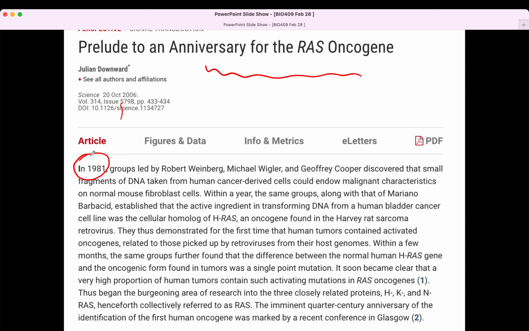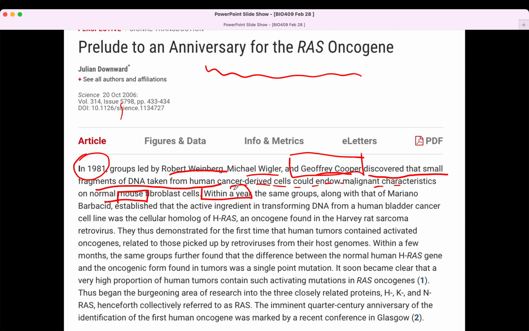In 1981, so 40 years ago, Bob Weinberg at MIT, working with Michael Wigler out on Long Island, and then Jeff Cooper, our author, at BU at that time. He was in Wisconsin, he went out to Harvard, then he got a job at BU, so he's been working in Boston. And they discovered that small fragments of DNA taken from human cancer cells could cause cancer in mice.